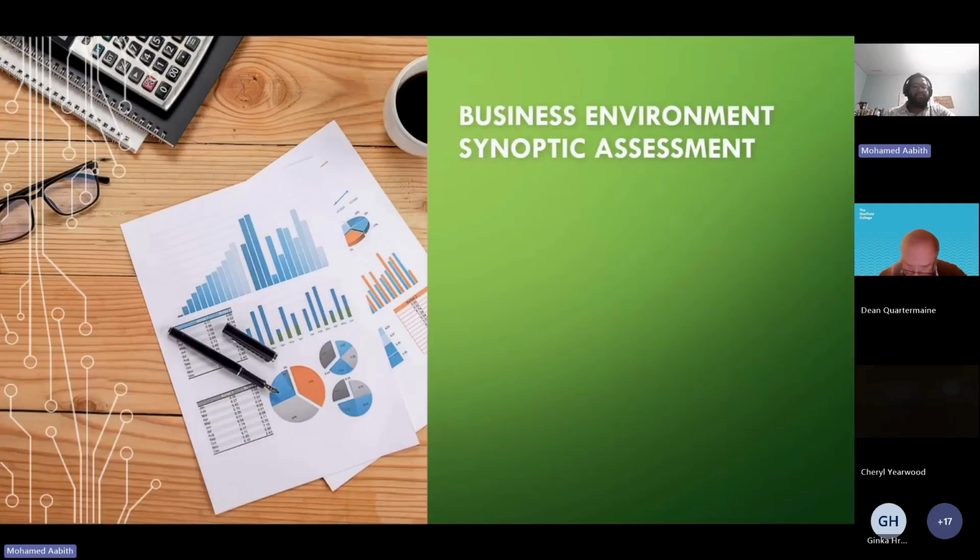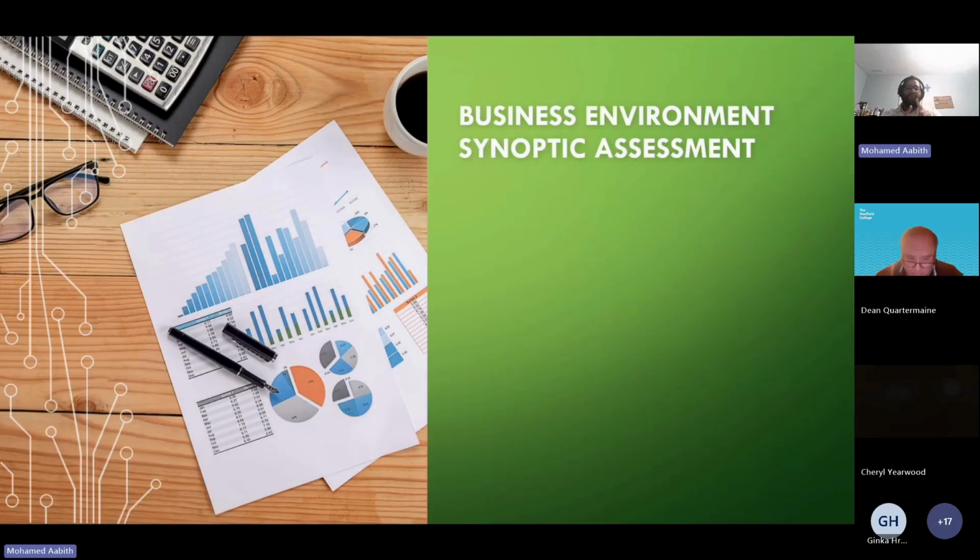So, business environment synoptic assessment. What is the meaning of synoptic? People are going to ask me, what does that mean? Synoptic is something of a synopsis, like at that point in time we're going to look back on what happened previously. So whatever we've done up to that point will be tested in this exam.